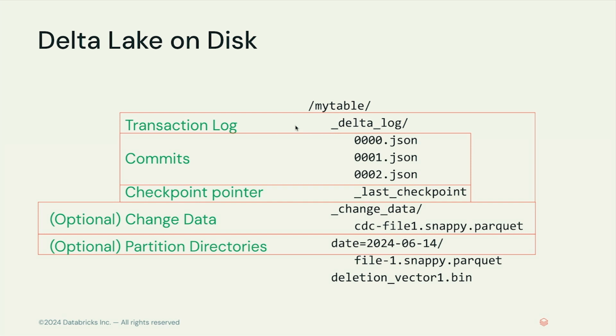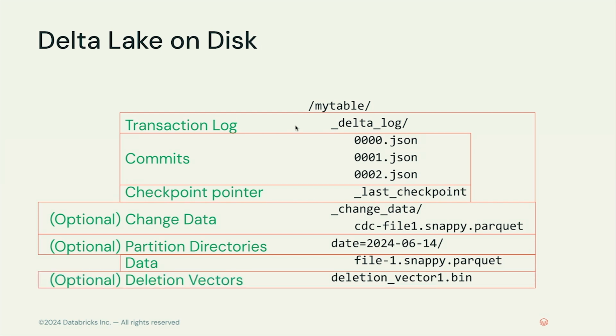Delta Lake does support partition directories, so some of the older optimization techniques like partition pruning still apply to Delta Lake. You do have the actual data, and we're going to talk a bunch about UniForm. A Delta table is really a transaction log, a couple extra bits of data, and then the data itself, which is stored in Parquet.